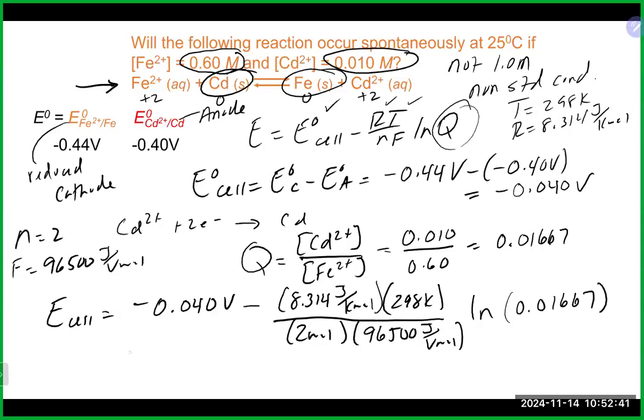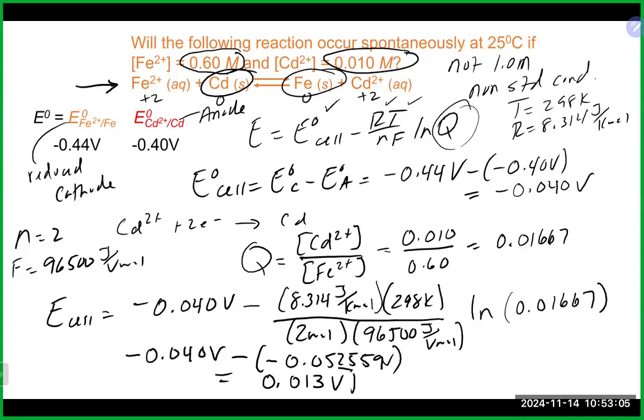And that's going to give me a negative 0.04 volts minus a negative 0.052559 volts, basically. And if I add those together, we'll go negative 0.04 minus my answer there, going to get us a 0.013 volts.